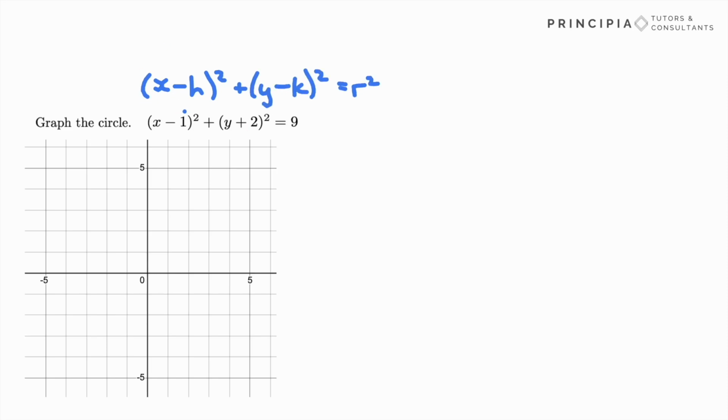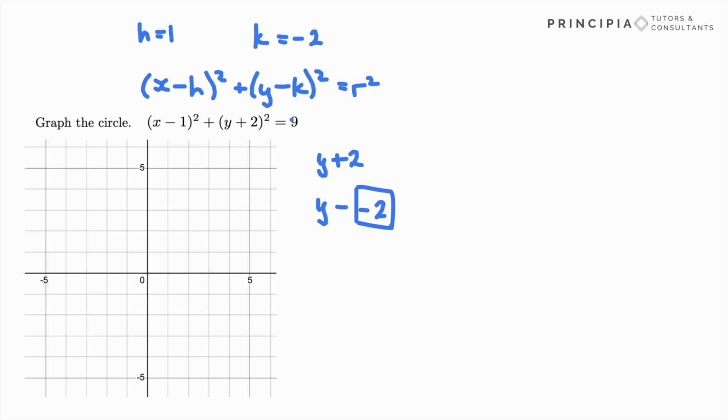From here, it's clear that h is going to be equal to 1, because this is x minus some number and that number is 1. For k, it might be a little bit more difficult to see, but basically we have y plus 2, and this has to look like y minus some number k. And for these two to be equal, this number has to be negative 2, so that when we do y minus negative 2, this becomes y plus 2. So from this, I can tell that k is going to be equal to negative 2.